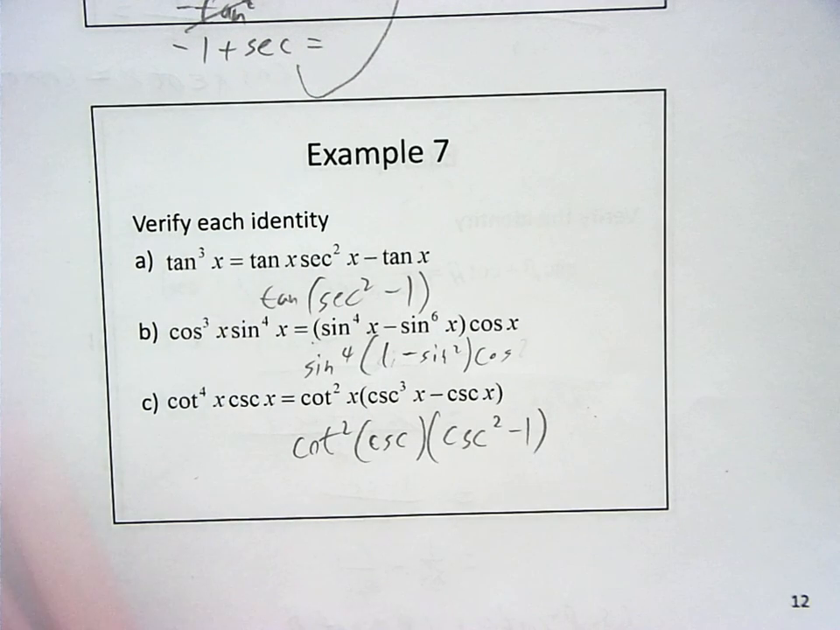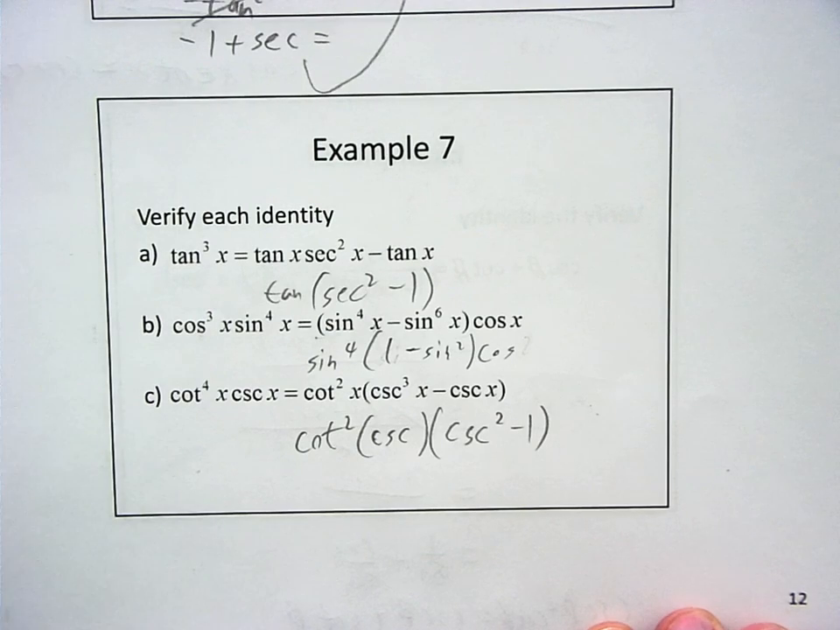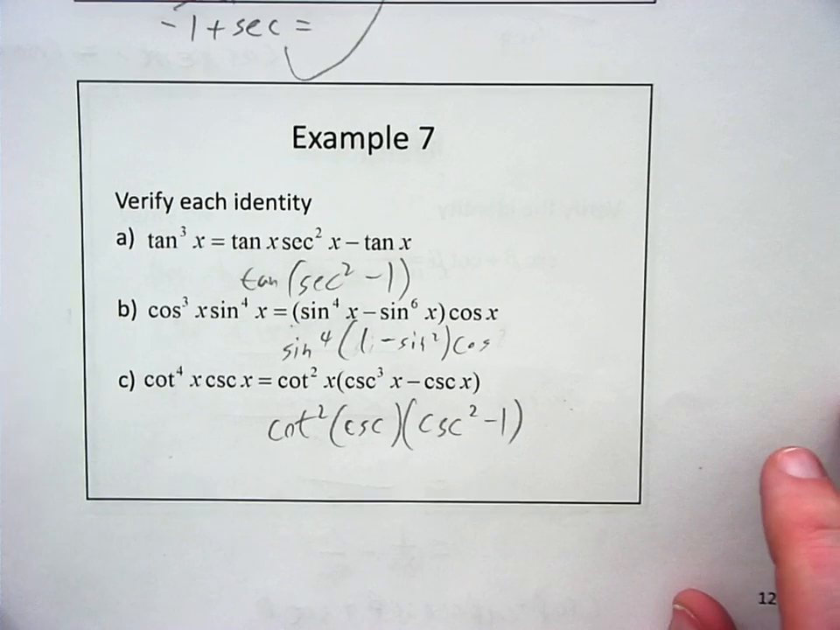Okay. All 3 of those, take out the greatest common factor, and they end up being 2-step problems.